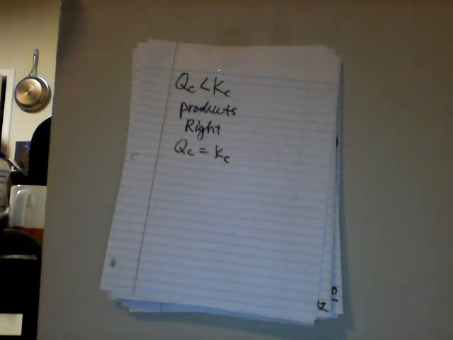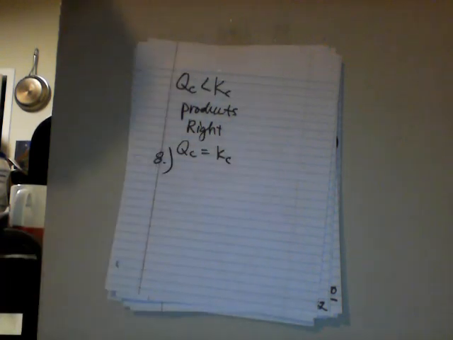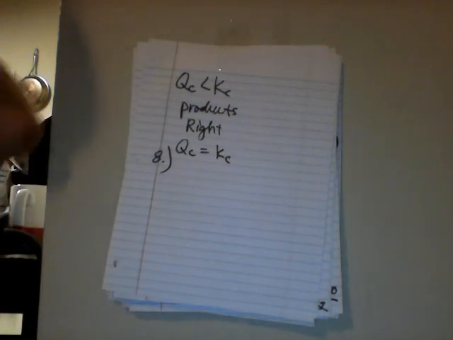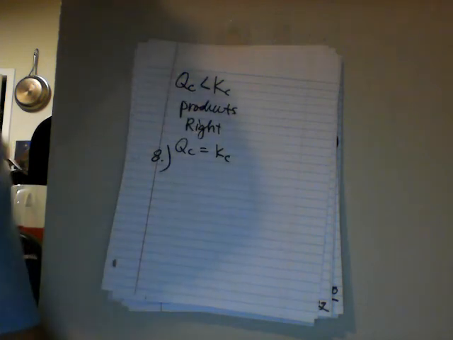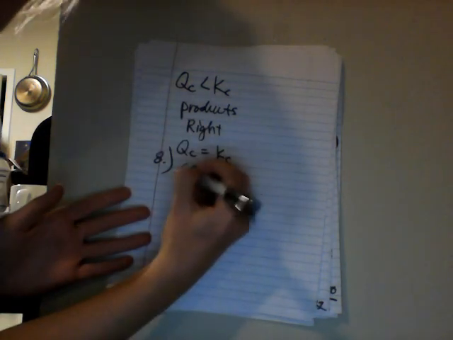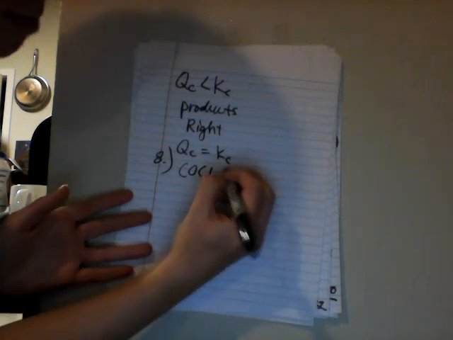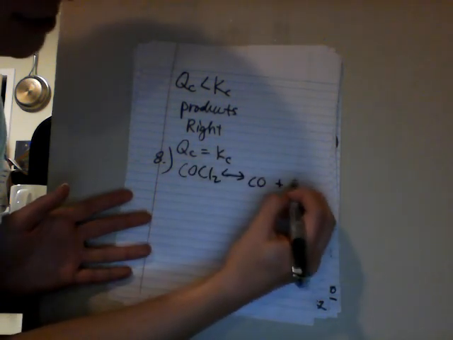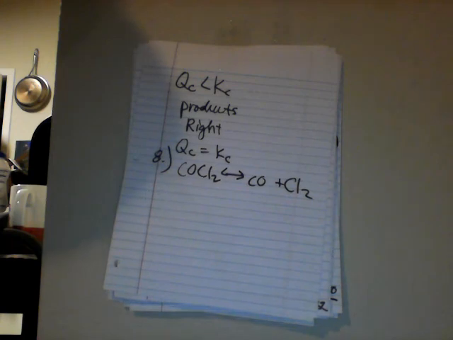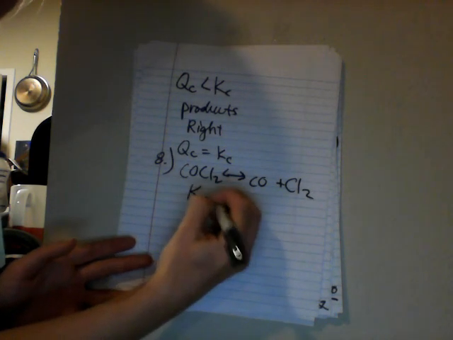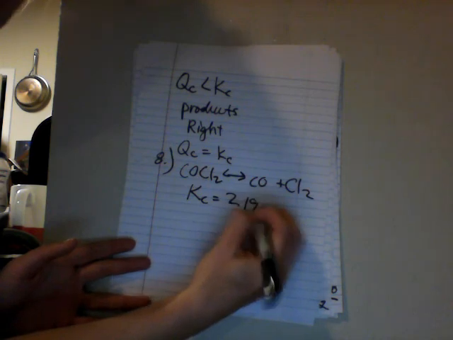Now, we're going to do number 8 and solve for that. Okay? So now, this is where we find QC versus Kc. At 100 degrees C, the equilibrium constant for the reaction, and they give us this reaction, COCl2 ⇌ CO plus Cl2. The equilibrium constant has a value, so it's giving me a Kc value.